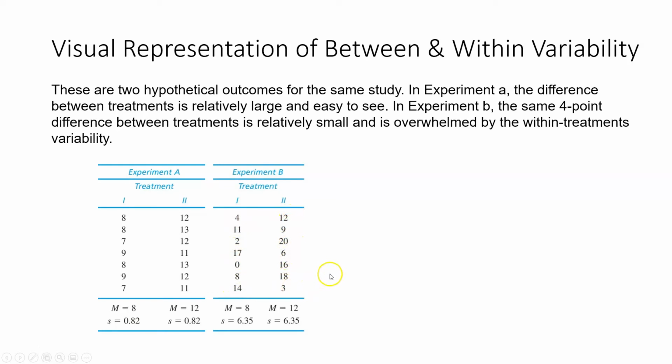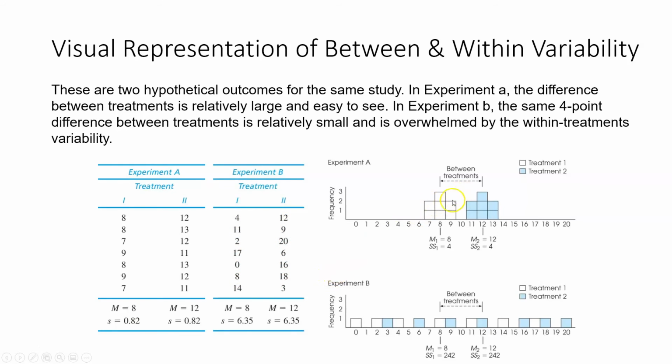If you graph this visually, you'll see something that we've seen many times before. If you cluster all the scores together, that's these, and all the scores here, that's these, it's quite easy to see between treatments that there's a mean difference between 8 and 12. That 4-point difference becomes very obvious. Your statistic should find that there's a big difference between them as well.